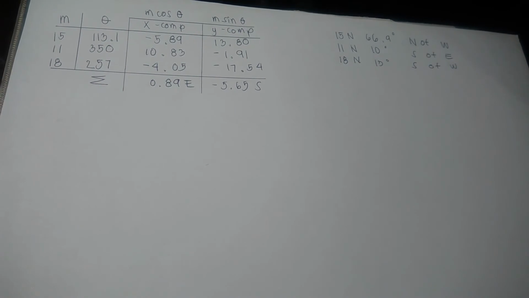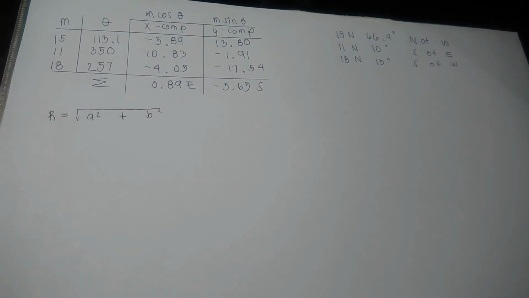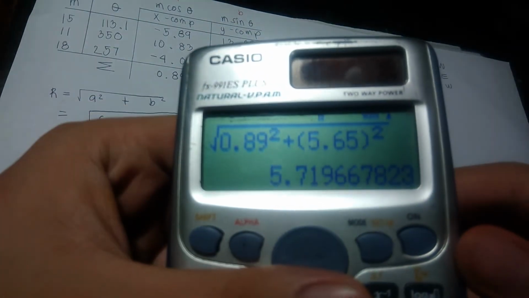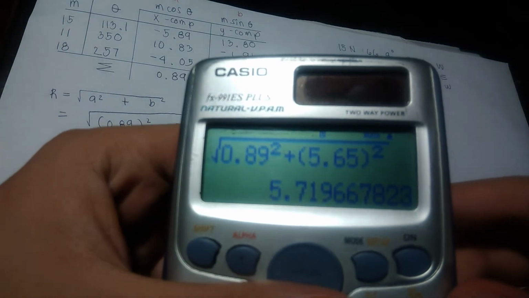Now we're going to find out the resultant, which the formula is resultant equals the square root of a squared plus b squared. So substitute the formula. The a is the x component, which is 0.89, and the b is negative 5.65, which gives 5.72.